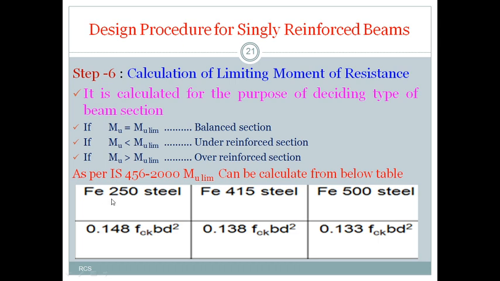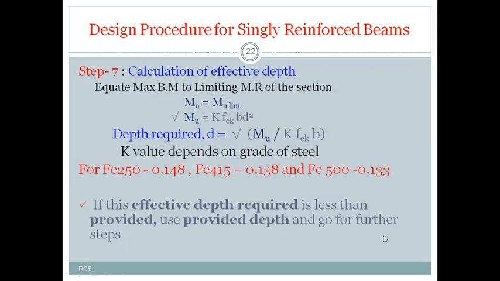If you are using Fe250 grade of steel, then the formula is 0.148 fck bd². If you are using Fe415 steel, the limiting moment of resistance can be calculated using 0.138 fck bd², and if you are using Fe500 steel, it can be calculated using 0.133 fck bd². Right. Now we have calculated the factored bending moment and the moment of resistance.